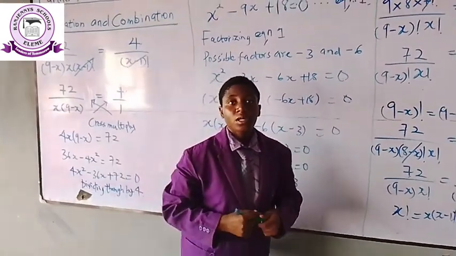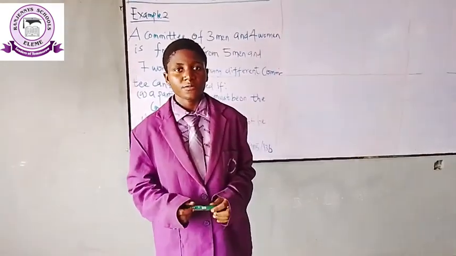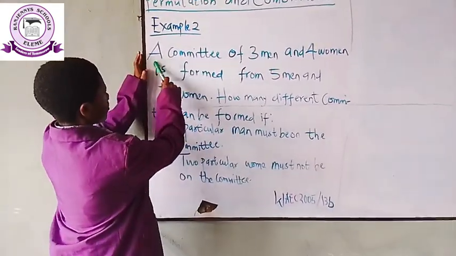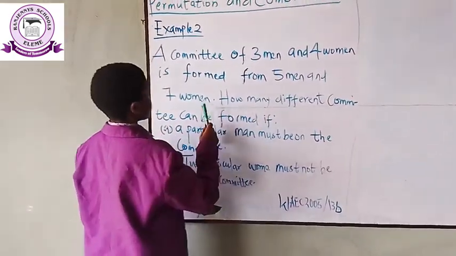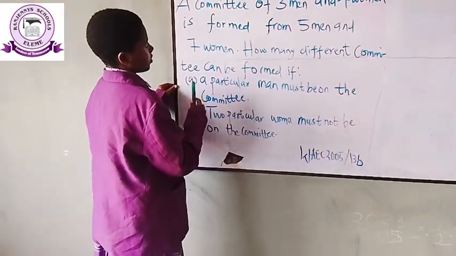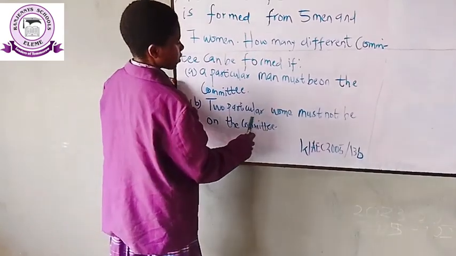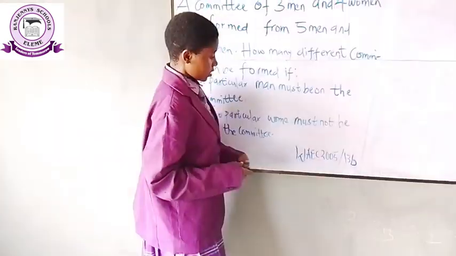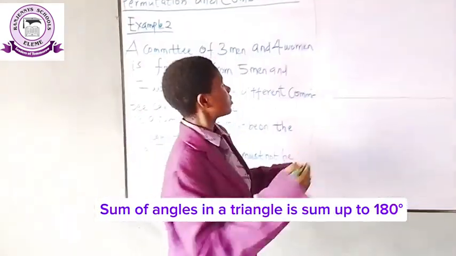There's our question 1, and we are done with the first question. Let's move to the second. So, a committee of 3 men and 4 women is formed from 5 men and 7 women. How many different committees can be formed if A, a particular man must be on the committee, B, 2 particular women must not be on the committee? This is the WAEC 2005 13B question. Now let's solve.